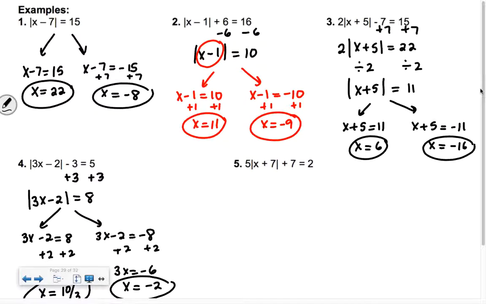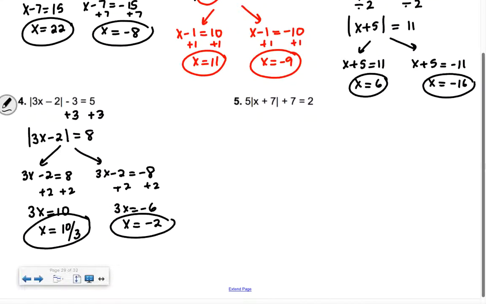Yeah, so sometimes you're going to have fraction answers, so don't let that weird you out when you get fractions, right, Caitlin? You guys are getting better with fractions. You guys are good. All right, so we're going to subtract 7. Subtract 7, so I get 5 times the absolute value of x plus 7 equals negative 5. I divide by 5, so I get the absolute value of x plus 7 equals negative 1.